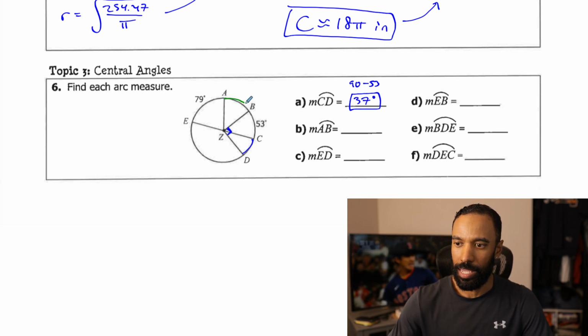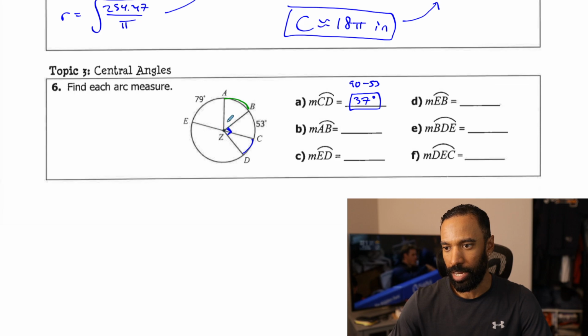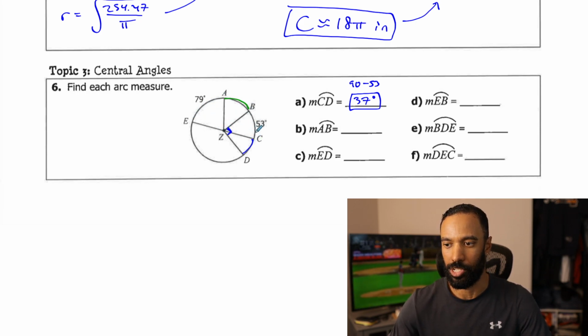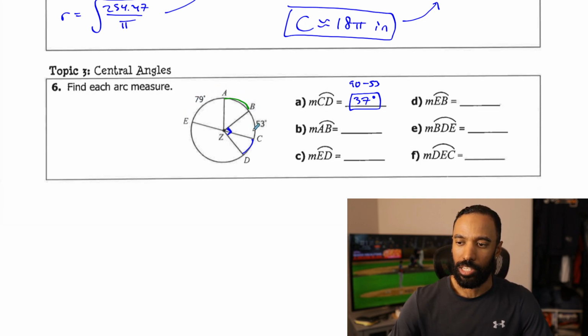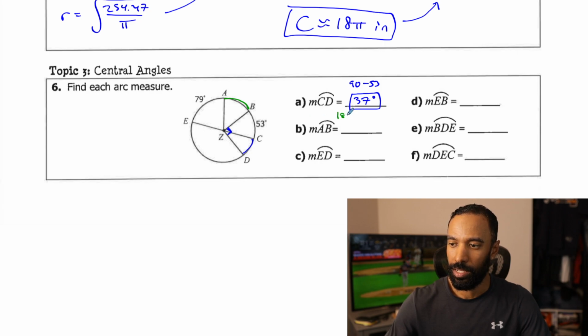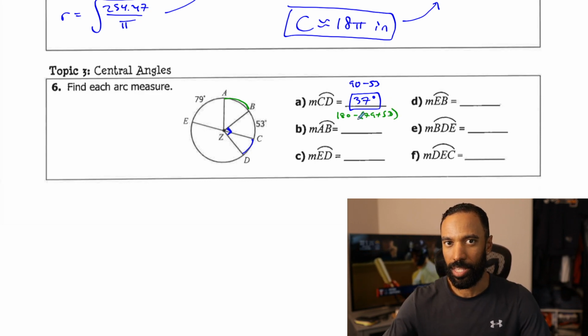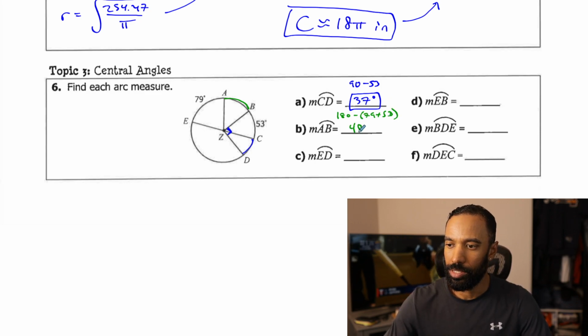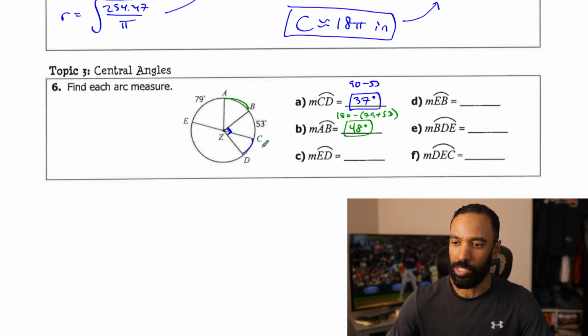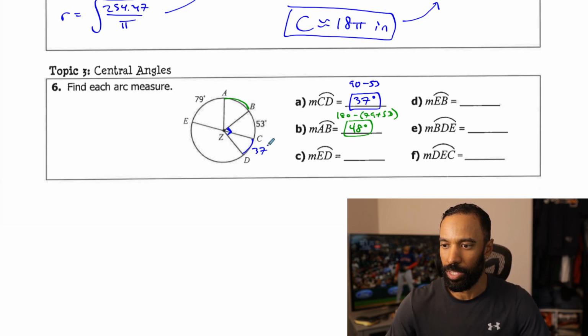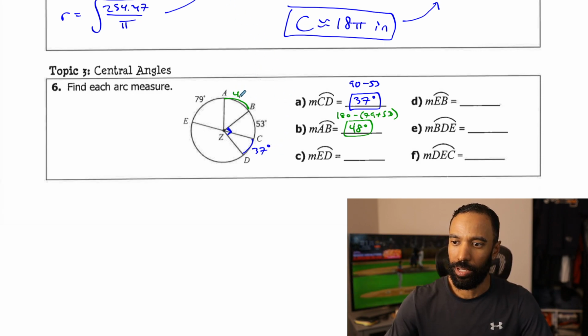Measure of arc AB is here. That does not look like 90 degrees, but it looks like this is a semicircle from E to EAC. Right there, that's all 180. 79 and 53 are involved. Let's do 180 minus this 79 plus 53. 79 plus 53 is 132. 180 minus that is 48 degrees. So 48 degrees. And you know what? It might help for me to actually write these in because it's possible that we use these values later. So 37 degrees here, 48 degrees there.